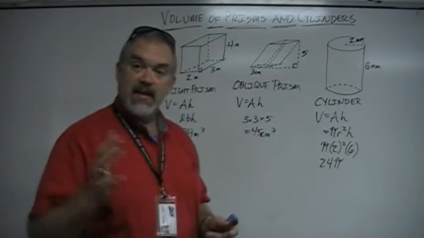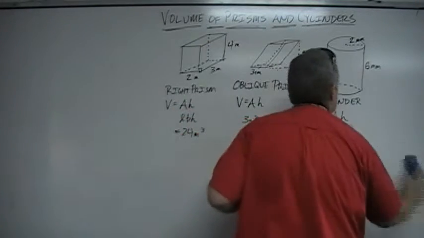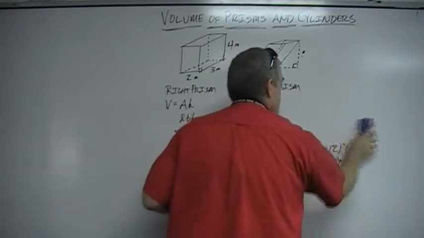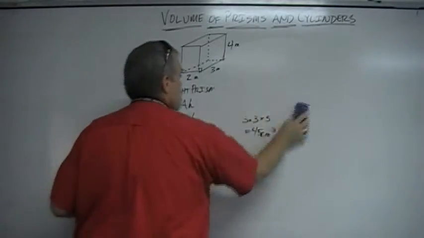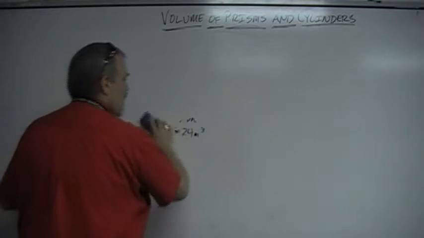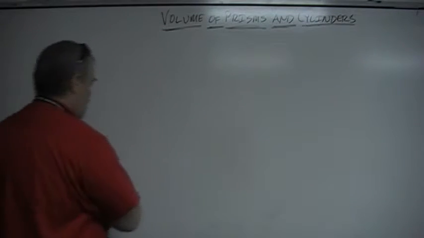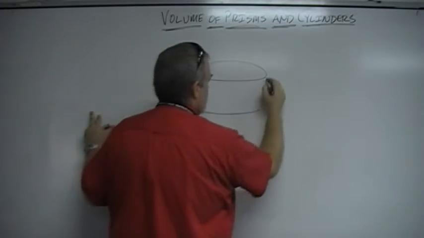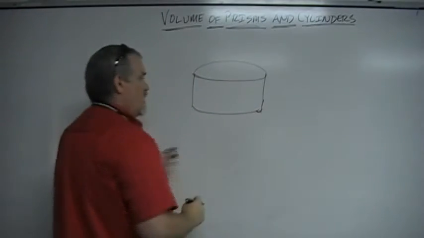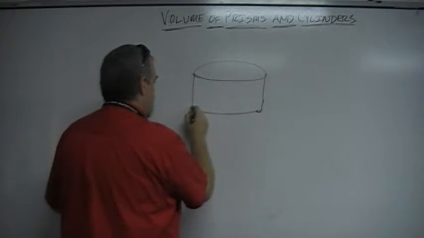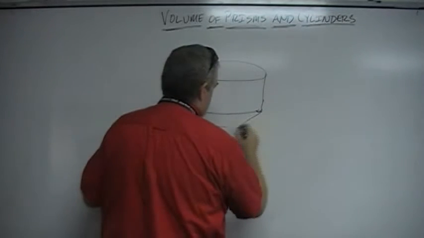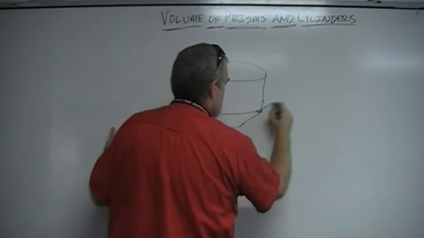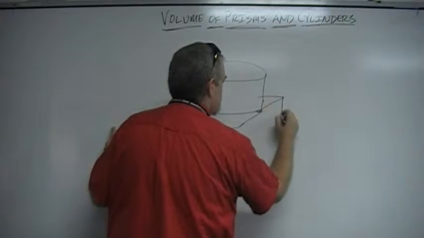Now, what makes these a little bit more interesting occasionally, of course, is that not always are they quite this exact or quite this simple. Occasionally we get one other kind of form of figure, and that is something that is a composite figure. So let's say, for example, that we had a cylinder sitting on top of a rectangular prism, and that rectangular prism looks something like this.